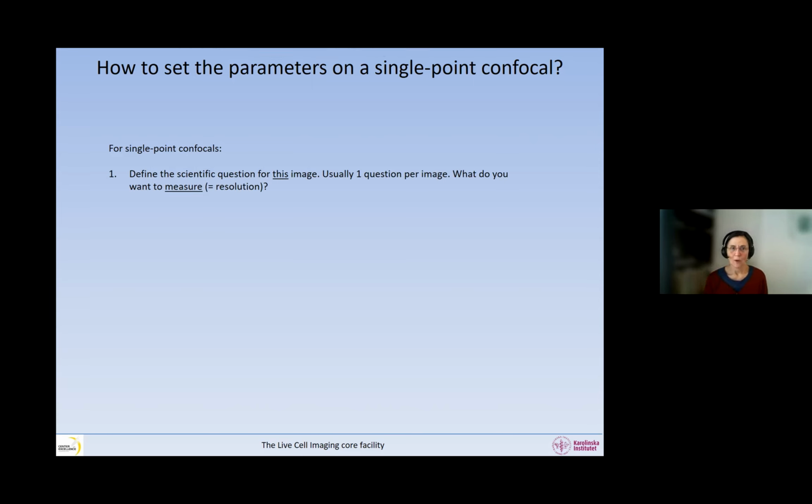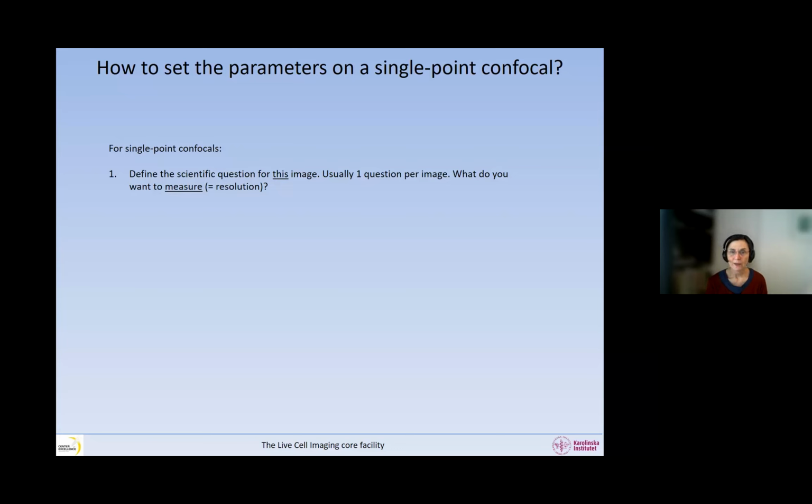Number one is always the same. Define the scientific question for this particular image that you are about to acquire right now. And in general, you cannot answer all the questions on this planet with one single image. So most of the time, you will have to break up complex questions into several questions to be able to acquire images without compromising too much. Okay, the more answers you want with one image, the more you will have to compromise all over the place, and that is not good.